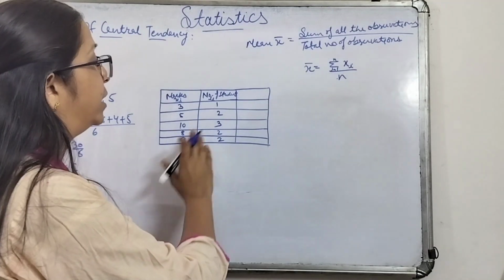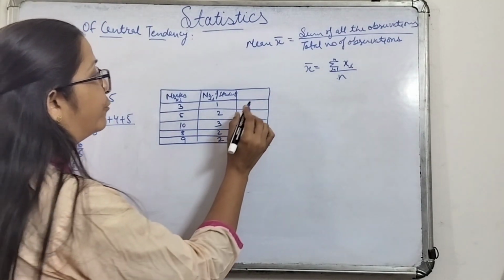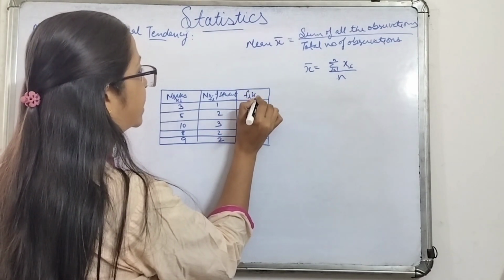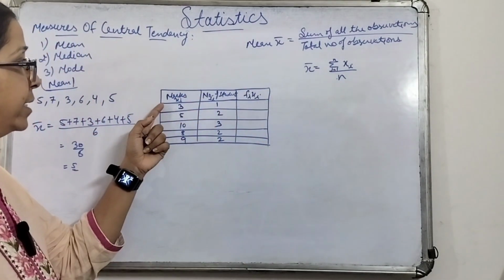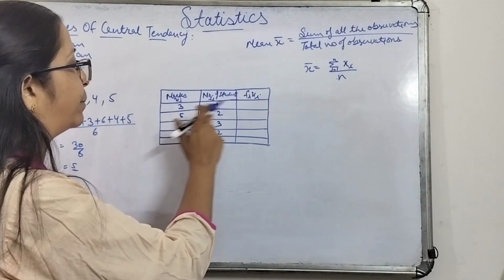So what will be the mean? In these type of cases, first of all, we are finding Fi Xi. These marks are your Xi. The number of students, that is the frequency, is your Fi. First of all, we will be multiplying these two.